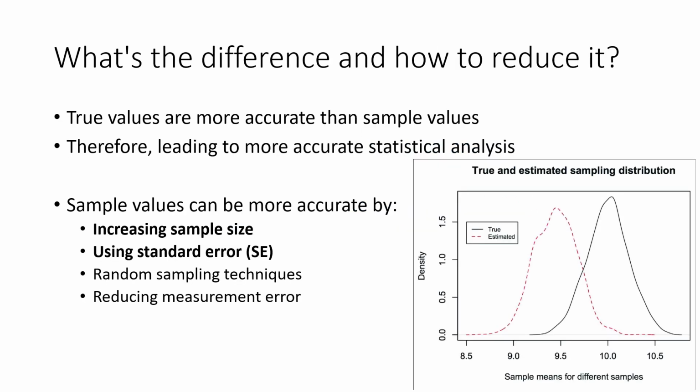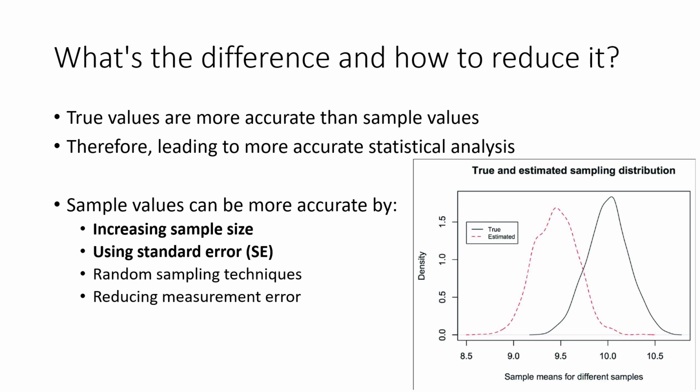Why should we know about these two types of categories? Well, sample values can be very deviated from the true values, and that could result in invalid statistical analysis. So our goal should be to get as close to true values as possible, and that might not always be possible, but we should try our best. And there are a few ways we can do that. One is by increasing our sample size. This would give us a better generalization of the population.